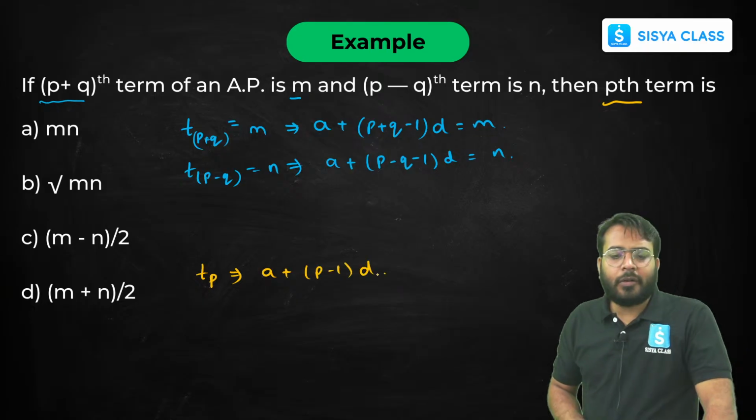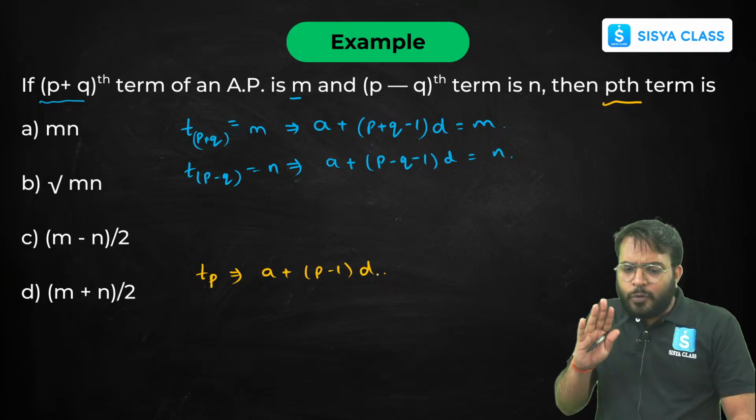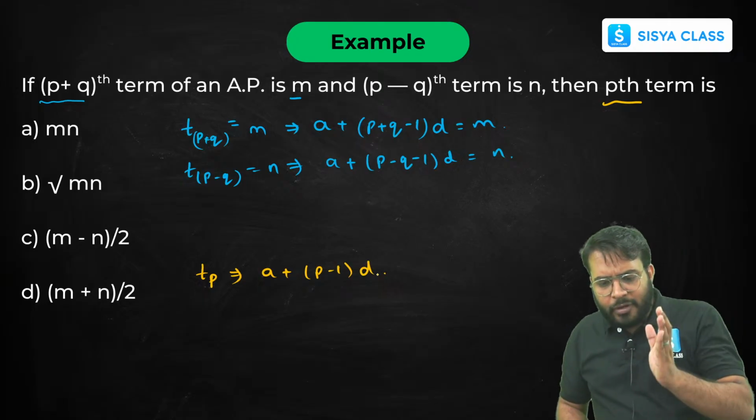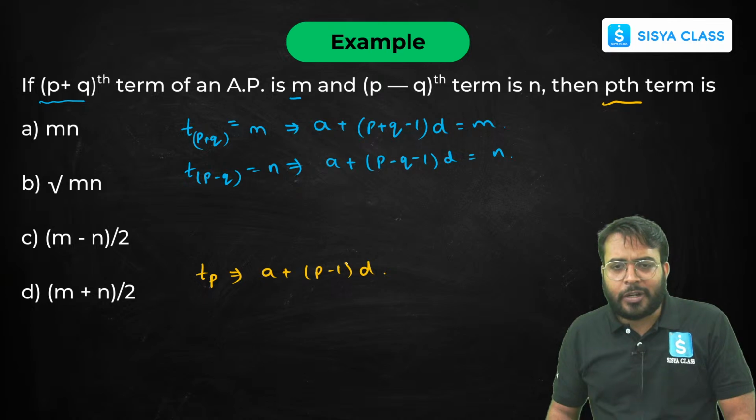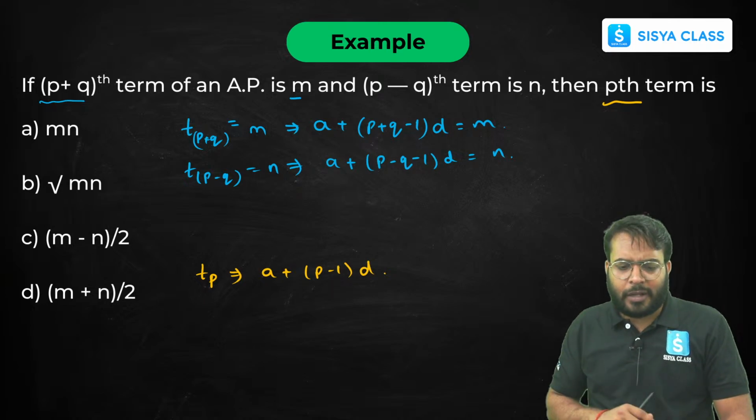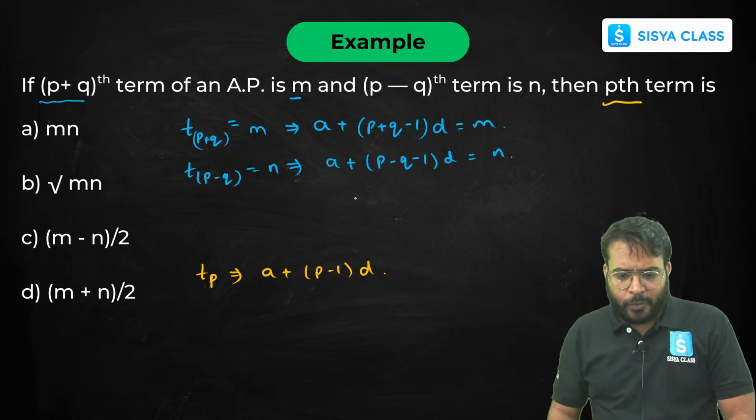You can do it in this way also. Now here you can solve these two, and you need to get the value of (p minus 1) into d. Just substitute here and you will get your answer. And you can do it in this way also.